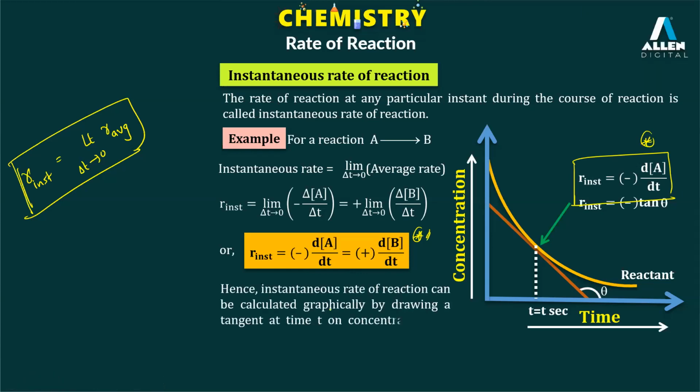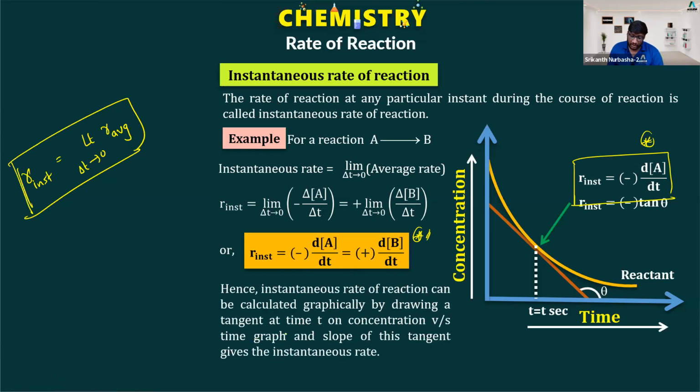Instantaneous rate of the reaction is calculated graphically by drawing a tangent at that time on the concentration versus time graph, and the slope of this tangent gives the instantaneous rate. Because at this particular point you are drawing a tangent, this is your theta. So tan theta is nothing but d concentration of A by dt, because dy by dx gives you tan theta, the slope.